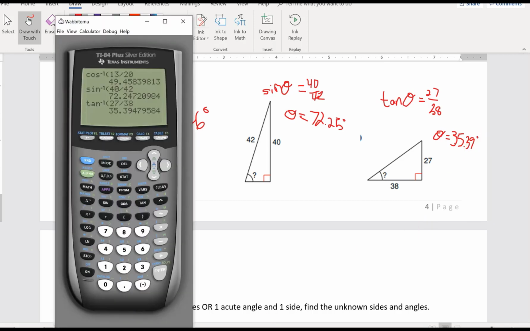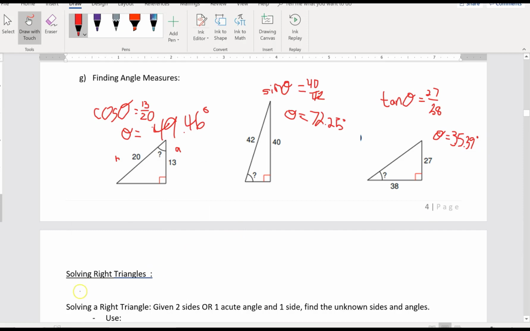Okay, let's just double check. That looks good. That is the end of this lesson.